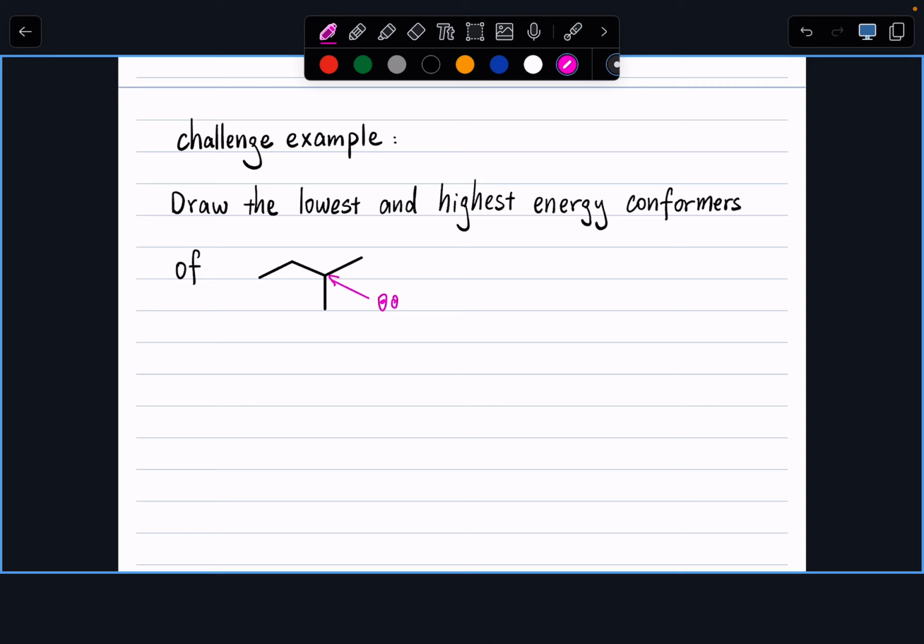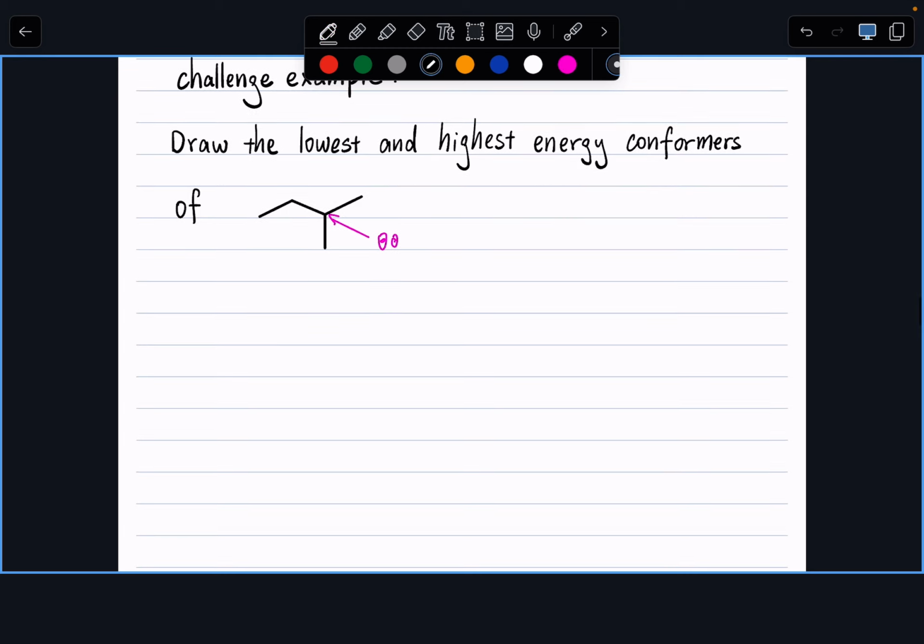All right, so when we're looking at the lowest and highest energy conformers, you have to think about it. The lowest energy conformer must be some kind of non-eclipsed staggered conformation. And your highest energy conformer will always be an eclipsed conformation. So in this case, how do we draw it? We first draw a staggered conformation.